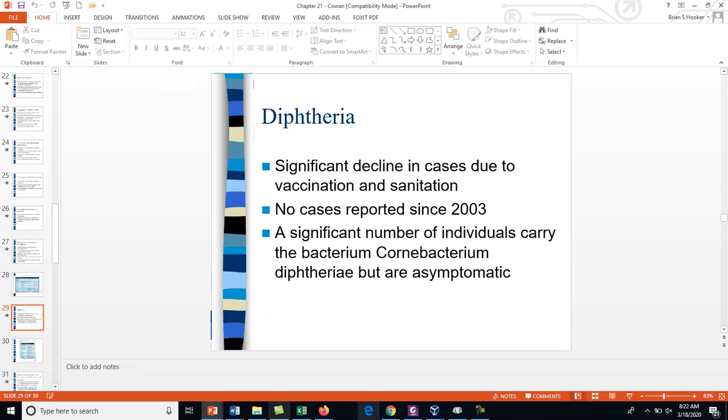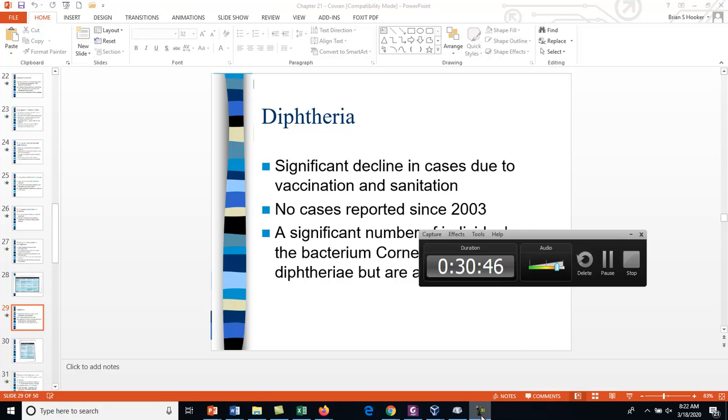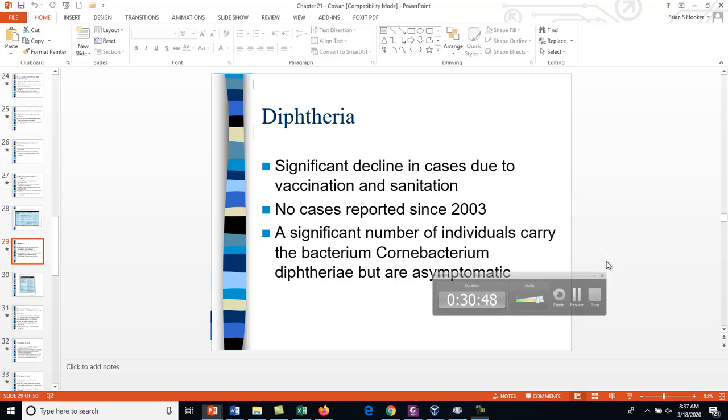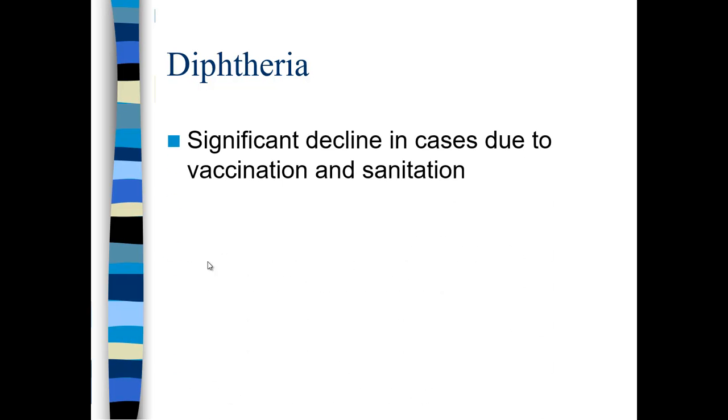Diphtheria. Next, we talk about diphtheria, and this is a disease that you don't really hear that much anymore. If you get the DTaP vaccine or the Tdap vaccine, the D is the diphtheria antigen that you're being vaccinated for. And there's been a significant decline in cases due both to vaccination and sanitation.